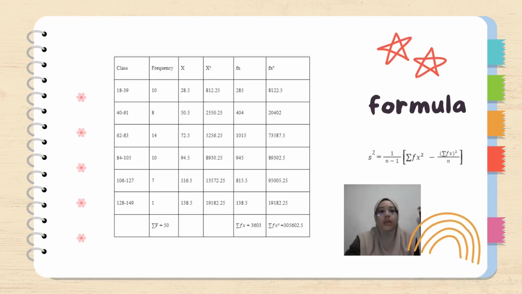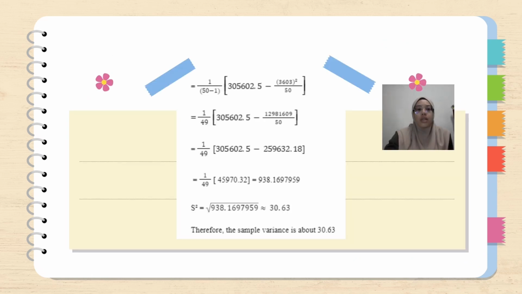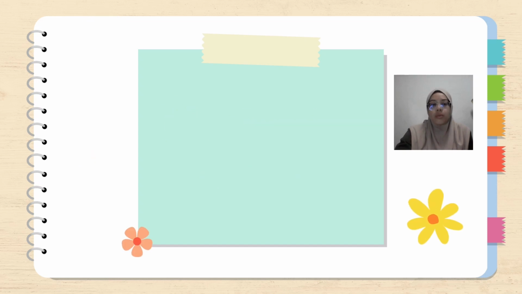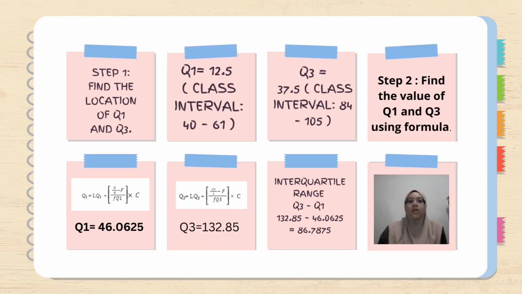Okay, after we calculate the sigma of frequency and midpoint, we use the formula to get the sample variance, and we got 30.63. Next, measure of position. We have two steps. First, find the location of the first quartile and third quartile. For the first quartile, we divide the sample by 4 and the value is 12.5, which is class interval 40 to 61. For the third quartile, we multiply the sample by 3 and divide by 4 and we got 37.5, which is class interval 84 to 105.